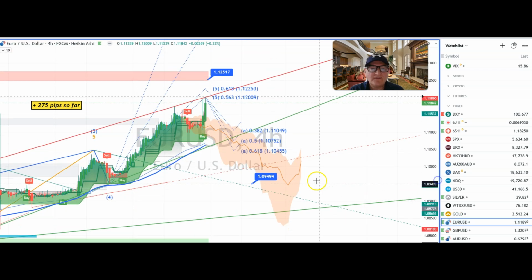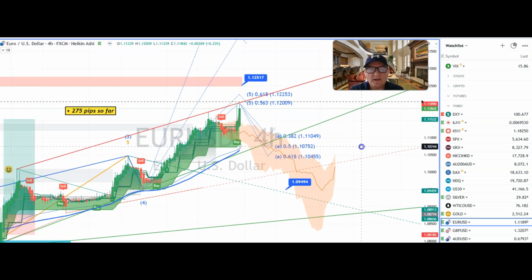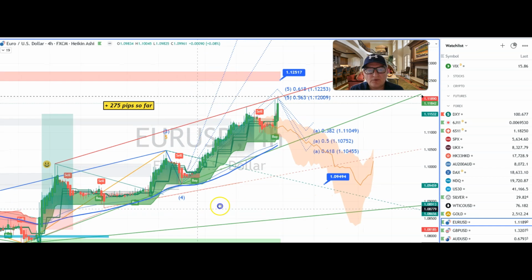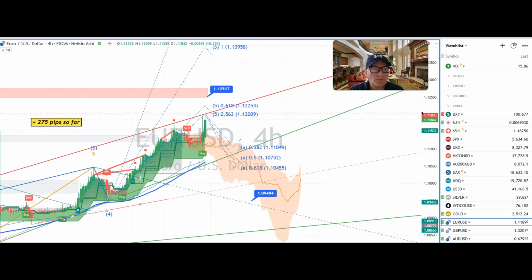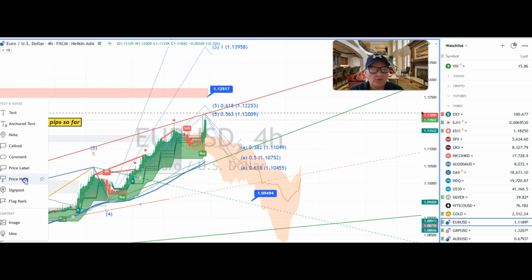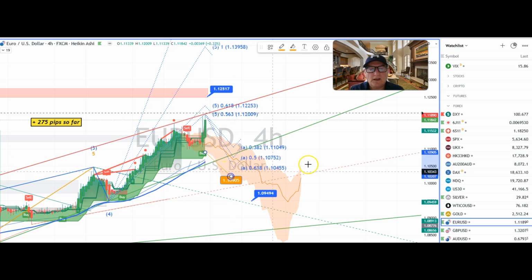DXY is weak, and so therefore the euro dollar has continued up. Congratulations, members, if you're still in it. 275 pips so far. You can move your stop to 110.90 now. 275 pips so far.